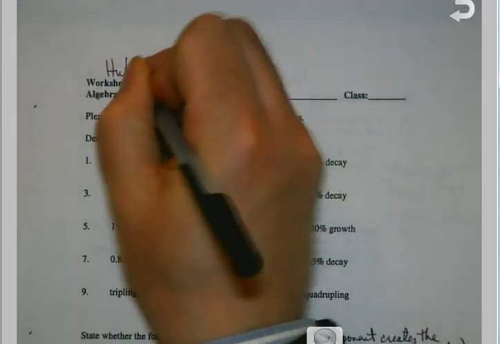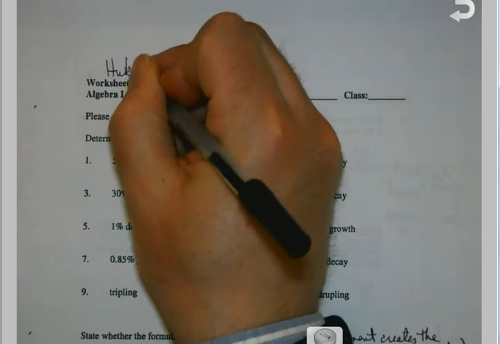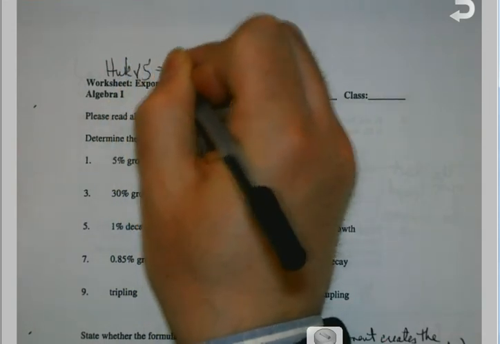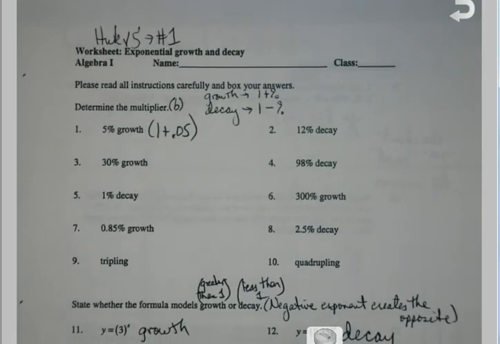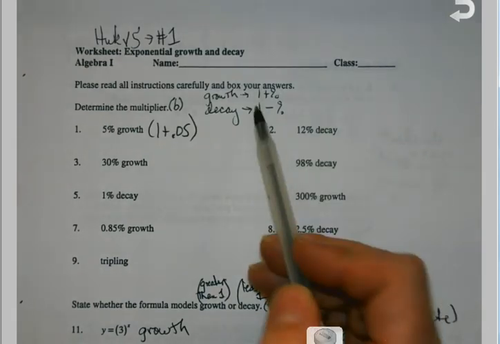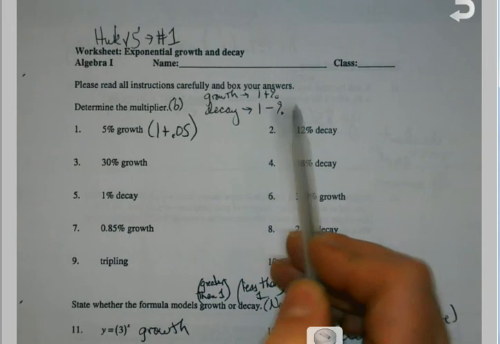And this one, again, for those of you that label, and that's probably a good idea. We're just starting up here on homework check number 5, since we just had one yesterday. So this is assignment 1. It says, please read all the instructions carefully and box your answers. Okay. Determine the multiplier. So basically what we're doing is we're looking where it says growth or decay and figuring out if I'm doing 1 plus a percent or 1 minus.